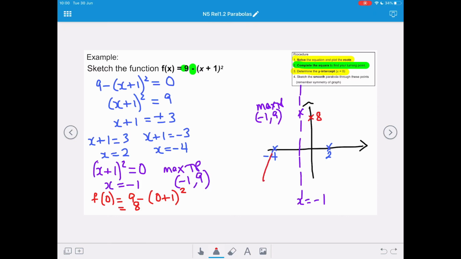And finally, we're going to sketch the smooth parabola going through these points and then name our curve f of x equals 9 minus (x plus 1) all squared.